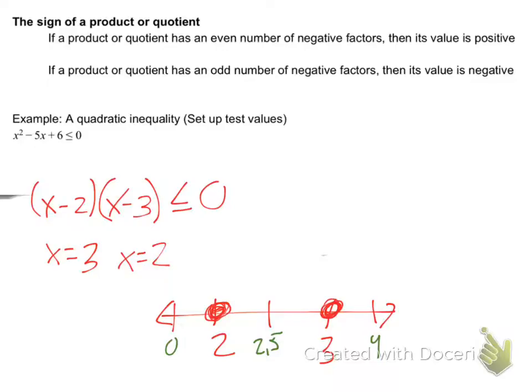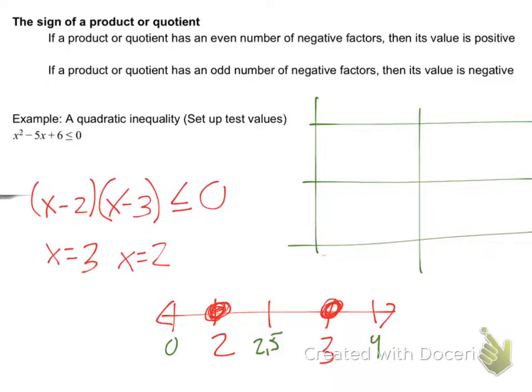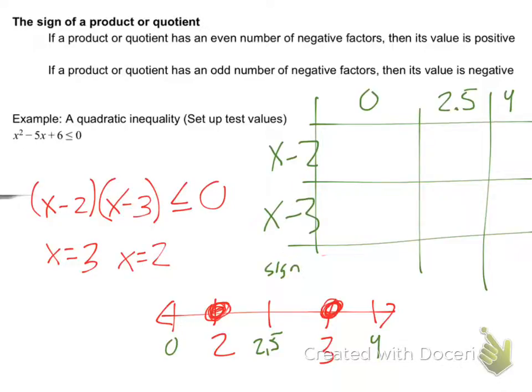So what the book does, if you want to do it this way, is they just create a table. They set up a table that puts the factors on the side with the resulting sign, and then they put the values that you're checking in. So I'm going to put 0 in first. 0 minus 2 is going to be what? So it's going to be negative. That's all I'm going to care about. 0 minus 3, negative. The sign resulting when you multiply those together is positive.